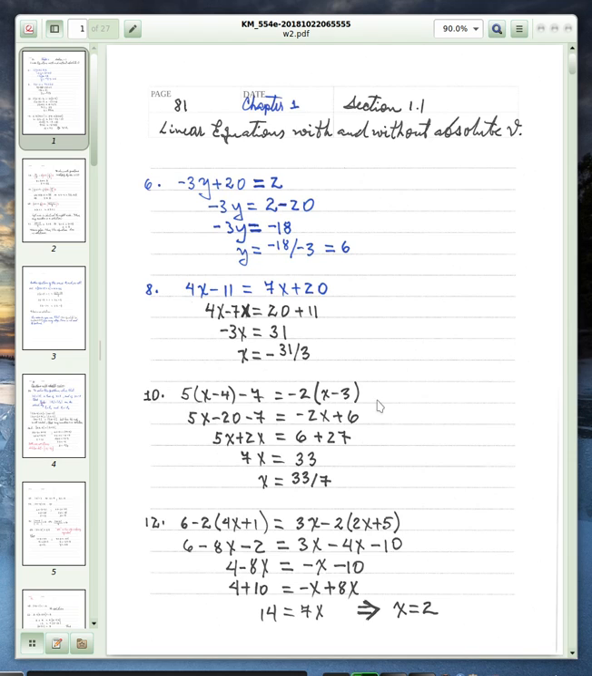And number 12 is done in a similar way. You can follow the steps and you will see how you get the answer x equals 2.